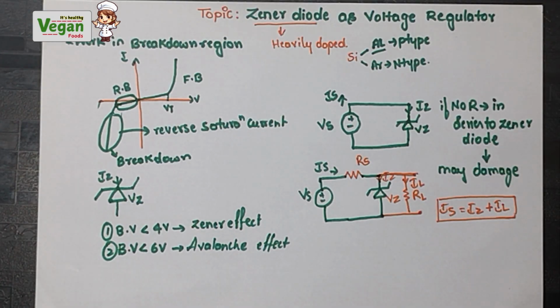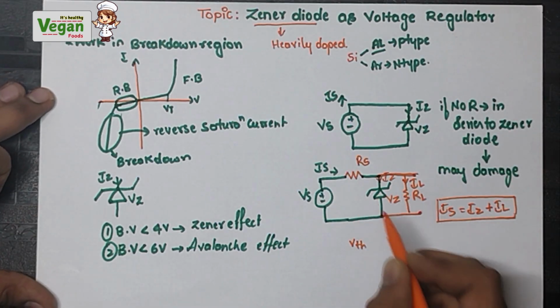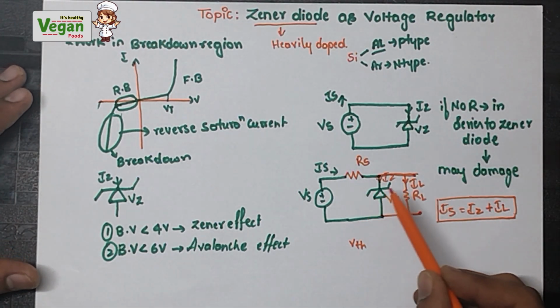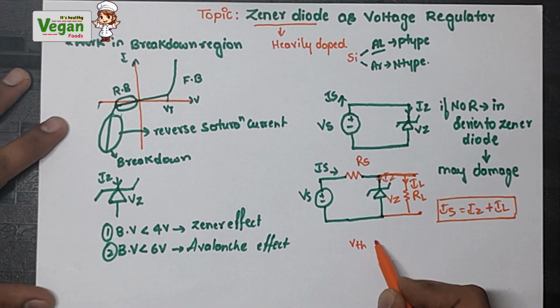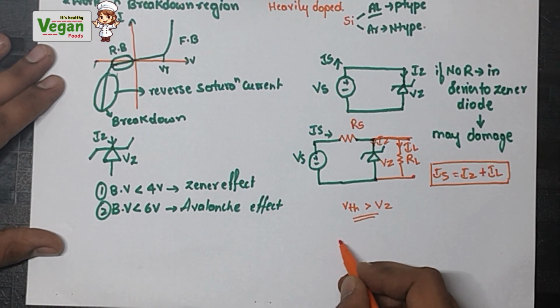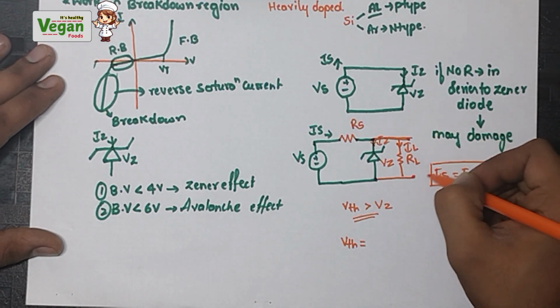Now we must know about the VTH value. So what is the VTH value? VTH is the voltage which will be across this part of the circuit. This VTH value must be greater than the Vz value. Only in this condition can the Zener diode act in the breakdown region and do the voltage regulation job. So while designing, VTH will be around this part.